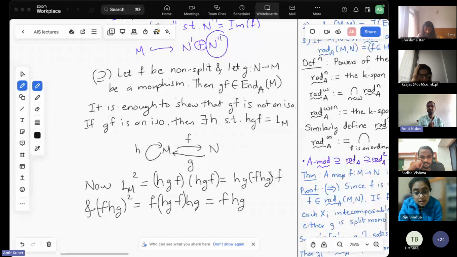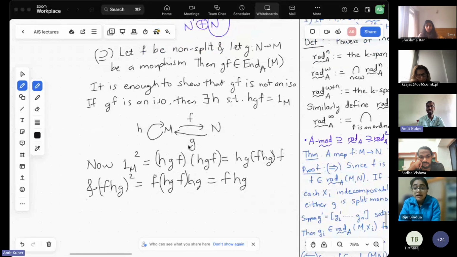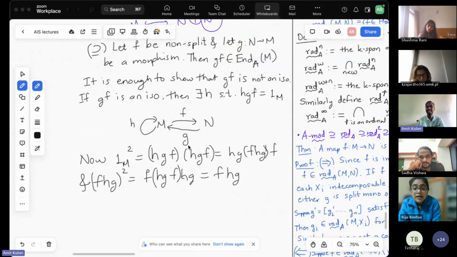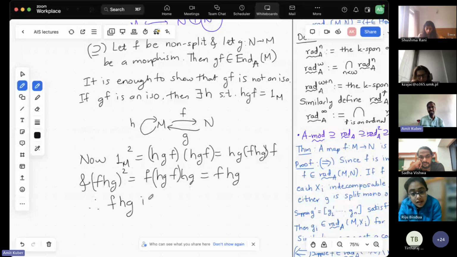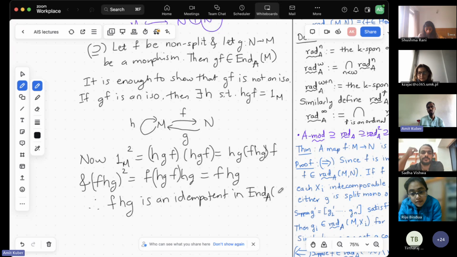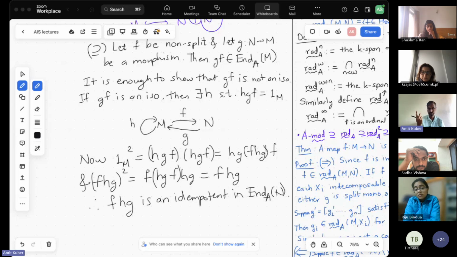And where does it live? FHG lives inside the endomorphism algebra of object N. So therefore, FHG is an idempotent in the endomorphism algebra of N. And which idempotents can exist? This is a finite dimensional module. So what idempotents can exist? Either 0 or 1. It's a local algebra. So only 0 and 1 are the idempotents over here.